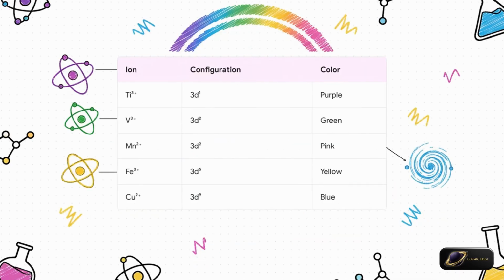And you can see here, the color is directly tied to the number of d electrons. A titanium ion with just 1 d electron looks purple in water. Vanadium with 2 is green, and that familiar blue color of copper solutions comes from an ion with 9 d electrons. It's like a chemical paint palette.